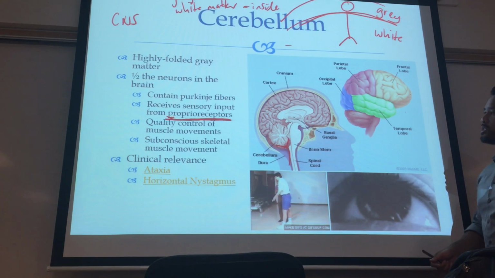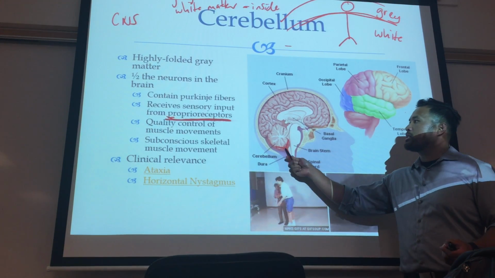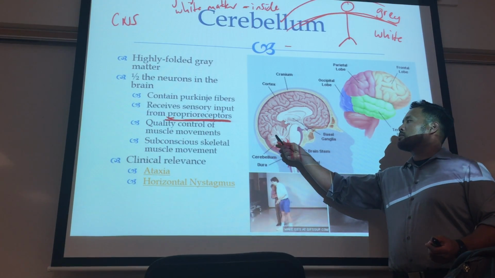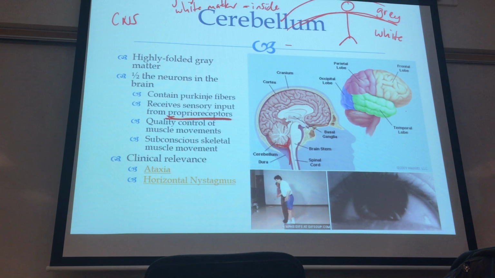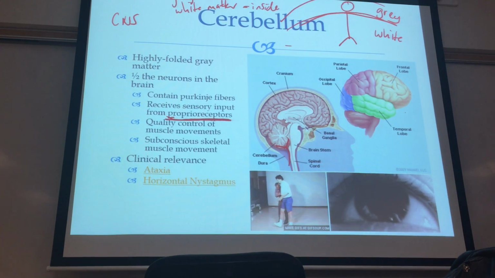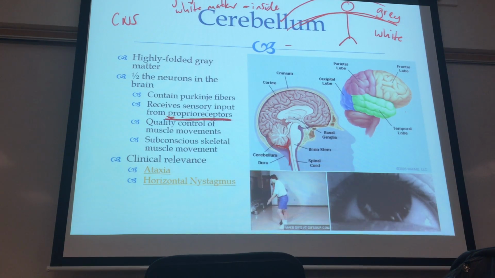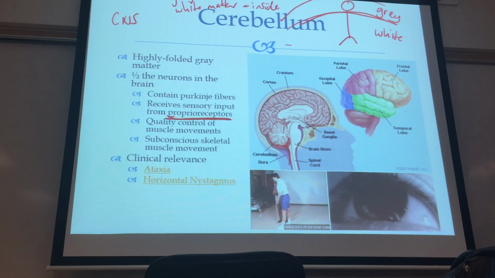Okay? So what's actually happening is sensory information being sent to the cerebellum. Cerebellum is going to correct that information and send it back out. So hence the subconscious skeletal muscle movement. So what you would typically see in the cerebellum is it helps maintain fine movements.